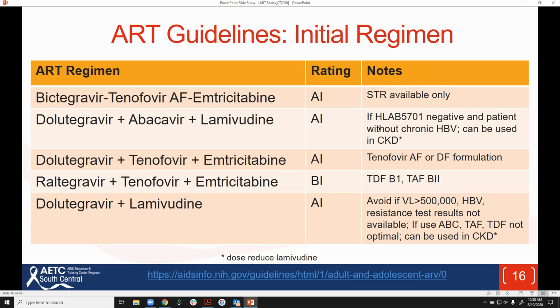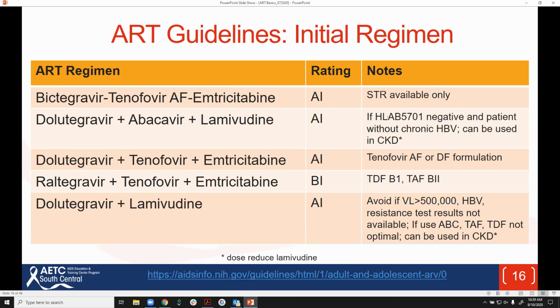However, we need that HLA-B5701 to be negative, and we need those results back. So abacavir can be associated with a hypersensitivity reaction, which can be associated with rash, fatigue, elevated lactic acid, elevated liver enzymes, and can lead to death. And so that's quite the opposite of what our goal is. And so in the United States, before prescribing abacavir, we must have the results of the HLA-B5701, and it must be negative. And depending on your lab, that could take several weeks to come back. And so it's challenging to prescribe that medication if you're thinking about starting medicine right away.